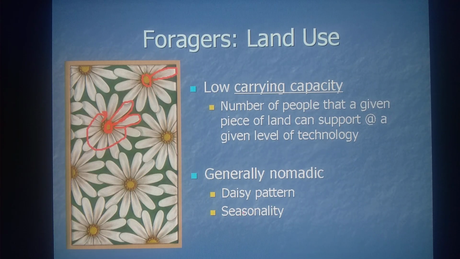Or some things that can interfere with a perfect daisy pattern in a hunter-gatherer territory. One of those is seasonality. If you don't recall what that means, we did talk about it during the methods lecture. Seasonality just means that there are different things that happen at different times of the year.